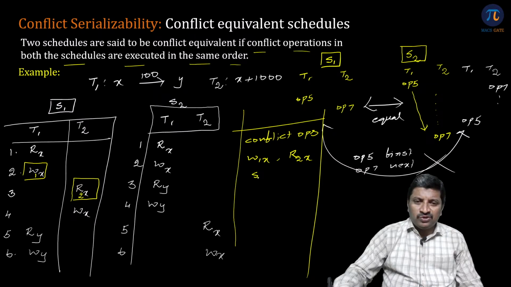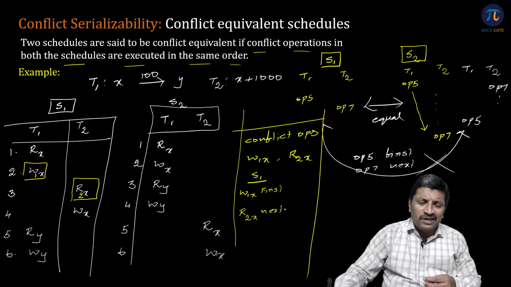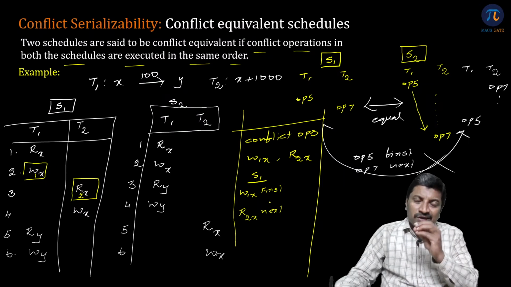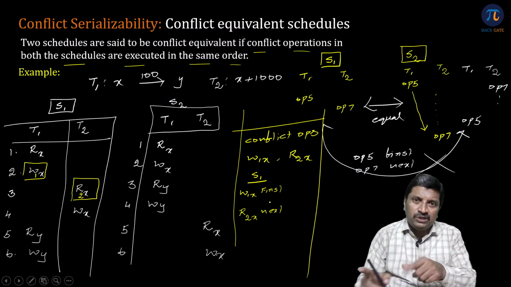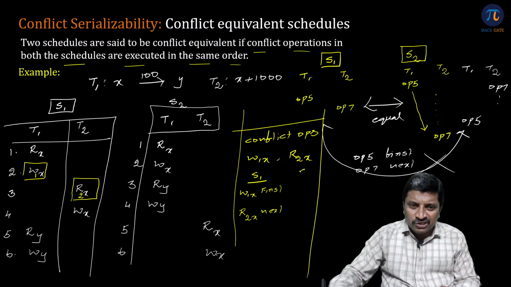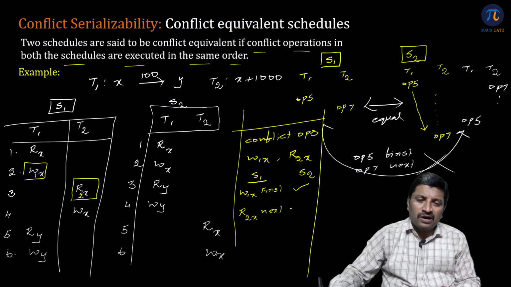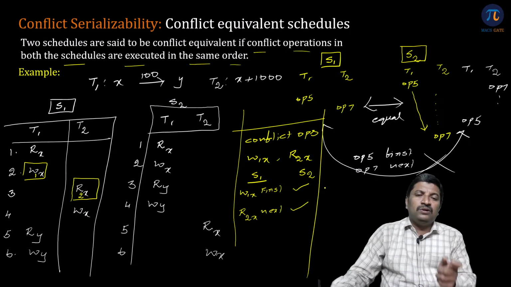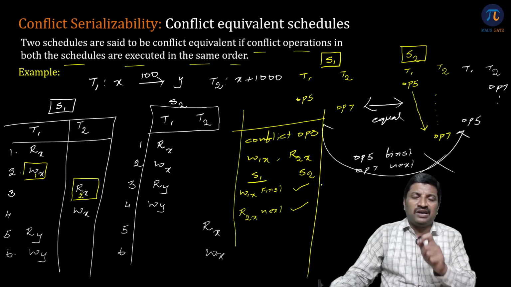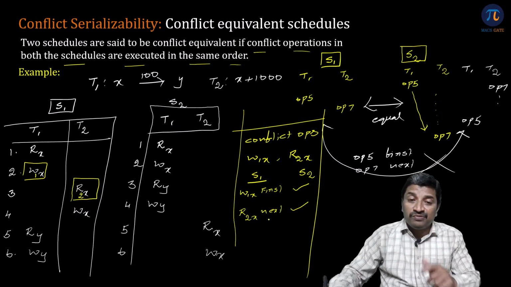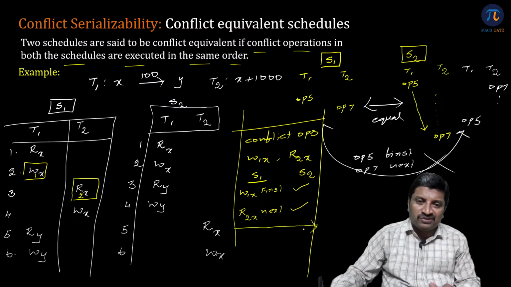Now, in first schedule, who is first, sir? W1X first. R2X next. Am I right, sir? Sir, next in the sense that may be immediately or that may be after some time. I don't mind. The competition is only between these two operations. Who comes first? That's it. What about second schedule also, sir? Even here also, W1X is first, R2X is next. So, these two conflict operations are having same order. Like that, I need to verify for each and every pair of conflict operations.